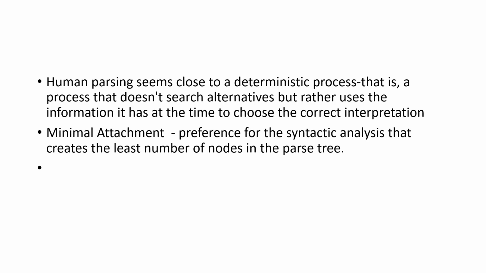Okay, so here, human parsing seems close to a deterministic process. That is a process that doesn't search alternatives, but rather uses the information it has at a particular point in time to choose the correct interpretation. That is what humans do. And how do humans do this?